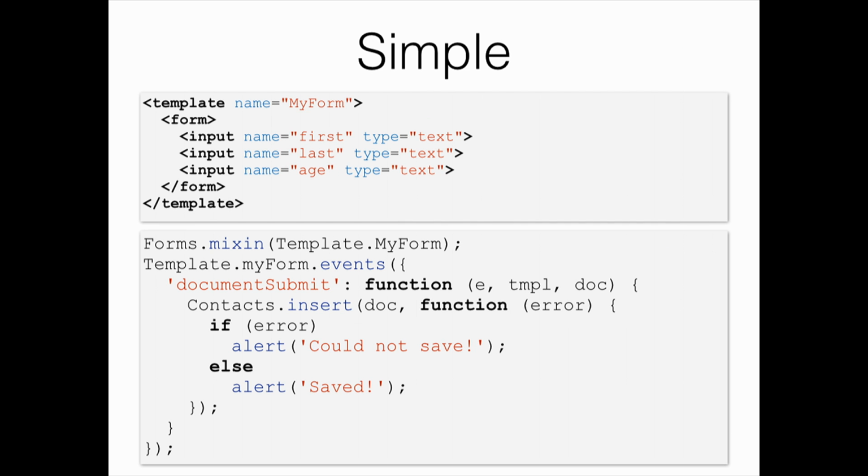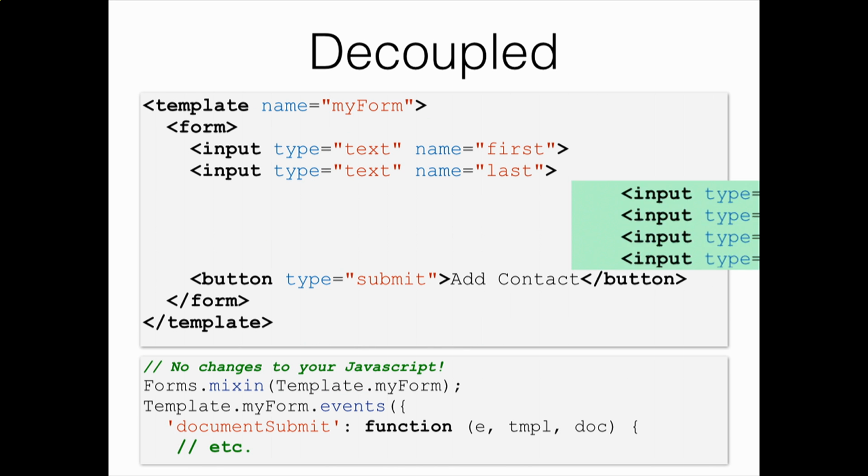It's super simple. Here we've got a form with just 3 inputs. And all you need to use the forms package and get your data out of this form is that first line there in your JavaScript, the forms.mixin, which is just going to add the form's goodness to your form. And then you're just going to handle the document submit event. And you get passed the document that you want automatically. You just have it there. You can insert it directly into your database without modification if you like.